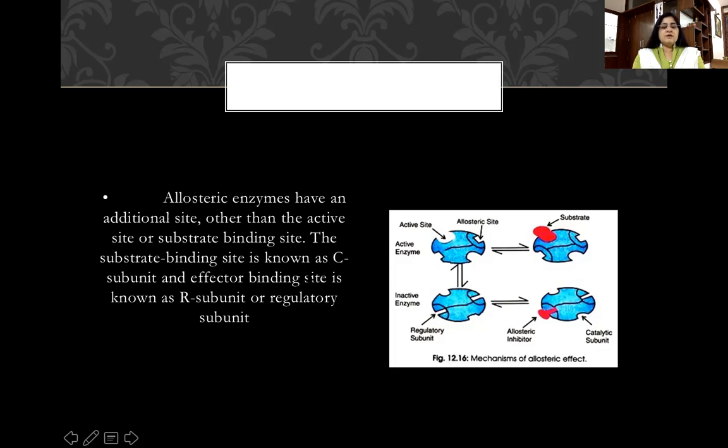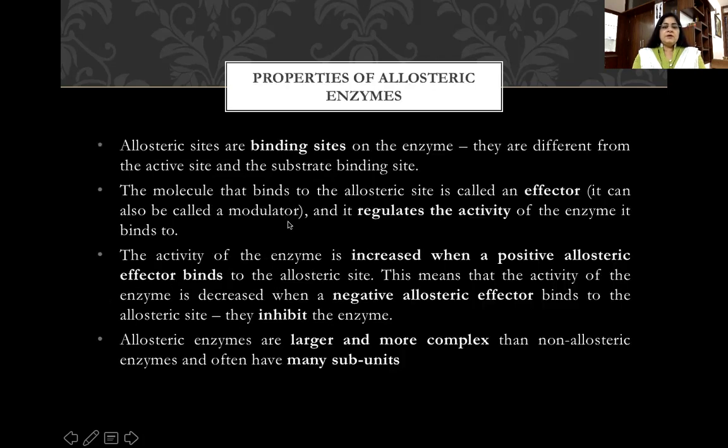And the effector binding site, the effector is what is called your allosteric effector. That site is called the R unit or regulatory subunit. And always the effector comes and binds to the regulatory subunit, while the substrate comes and binds to the catalytic subunit. Now, allosteric sites are binding sites on the enzyme. They are different from the active site and the substrate binding site. That everybody should be clear.